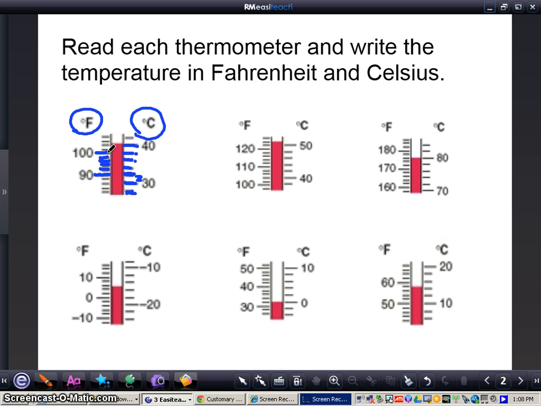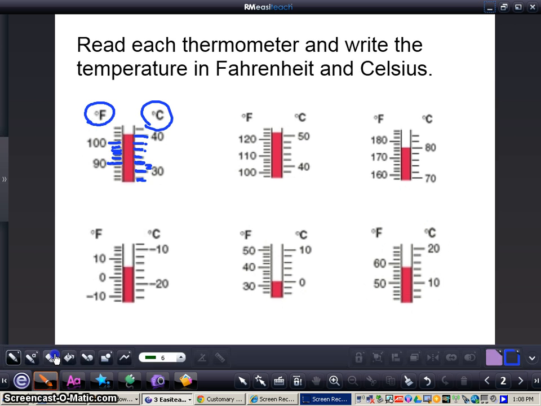Okay, so if I'm taking a look at my degrees as far as Fahrenheit and as far as Celsius is concerned, what I need to do, first of all, let's erase this. The markings here, we'll erase these, and we'll take a look at figuring out the temperature.